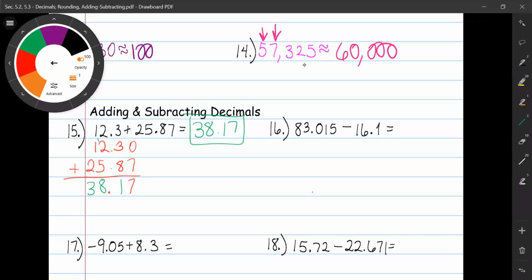And then number 16, again, I'm going to line up the decimal points. So 83.015 minus 16.1.